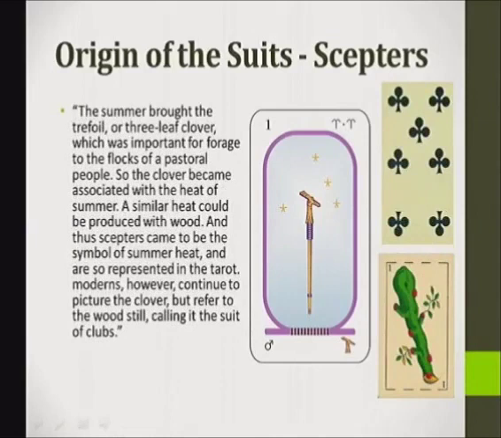Here, Zane says, the summer that brought the trefoil, or three-leafed clover, which was important for the forage to the flocks of a pastoral people, so the clover became associated with the heat of summer. A similar heat could be produced with wood, and thus scepters came to be the symbol of summer heat, and are so represented in the tarot. Moderns, however, continue to picture the clover, but refer to the wood, still calling it the suit of clubs.